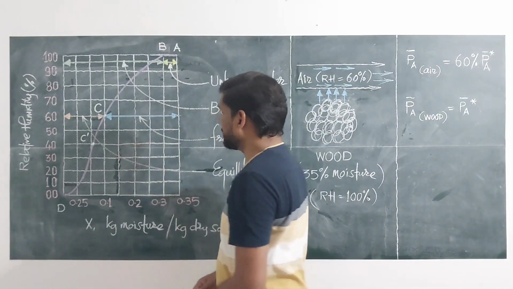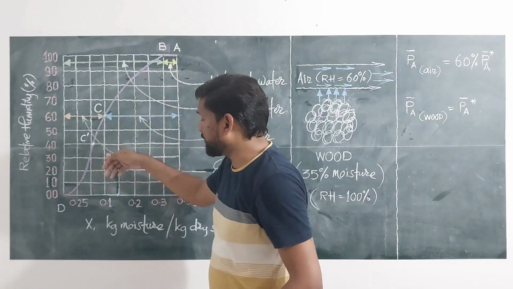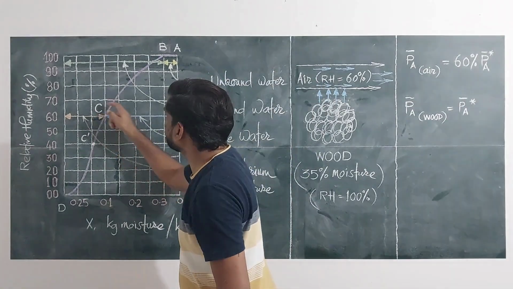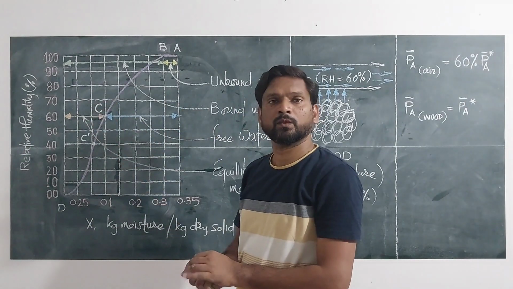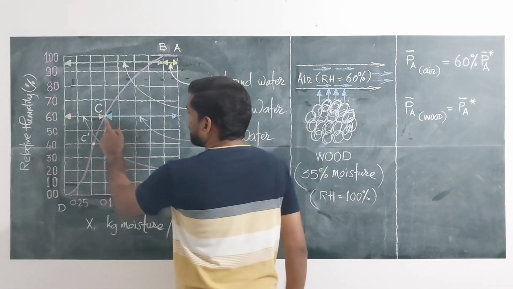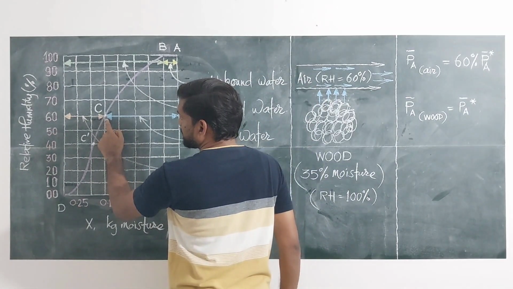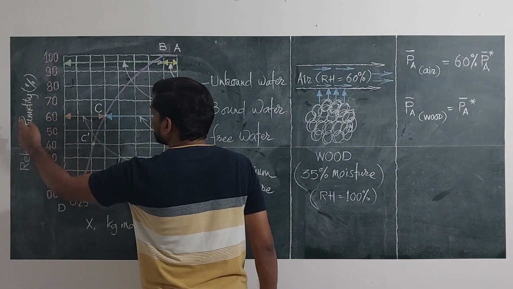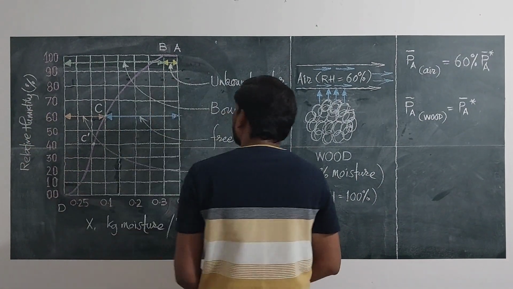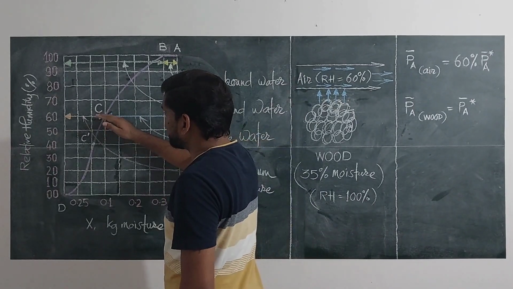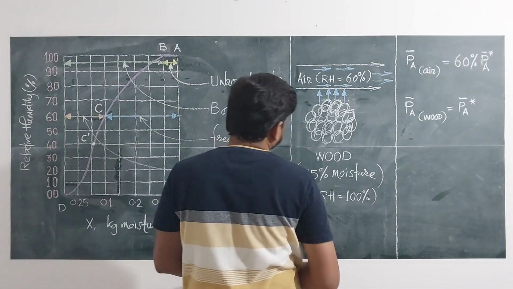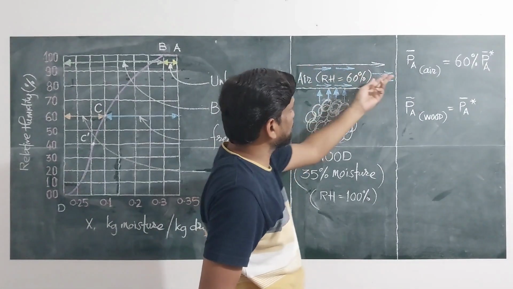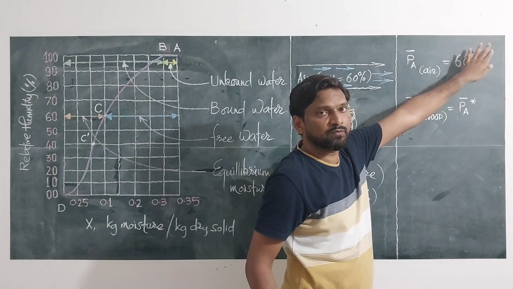Furthermore, in the curve, as we go down, we reach point C. Point C, if you are able to see, it is related to 60% humidity. 60% relative humidity. What happens at 60% relative humidity? Air's relative humidity is 60%, means its partial pressure is equal to 60% of vapor pressure.